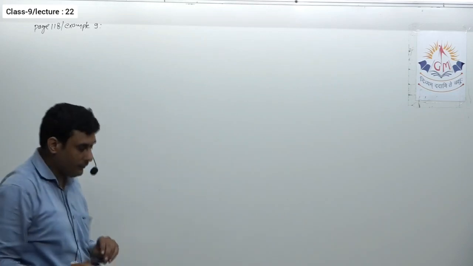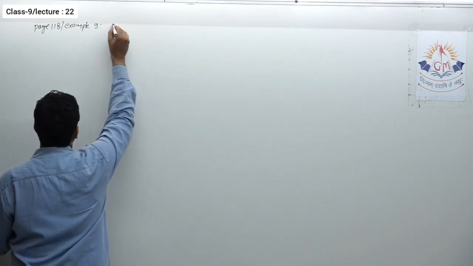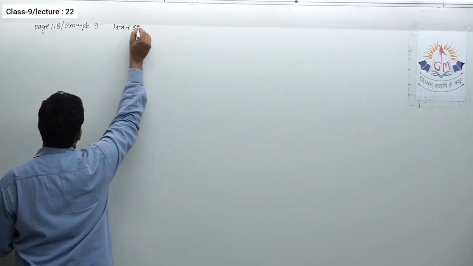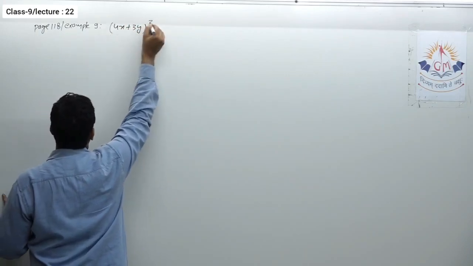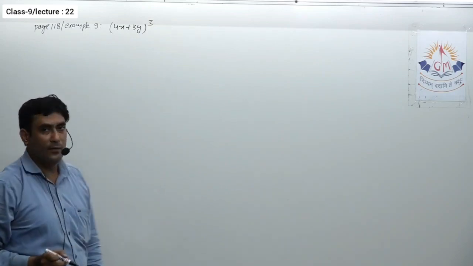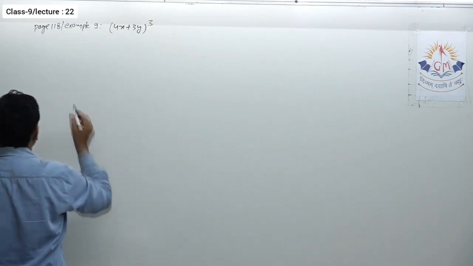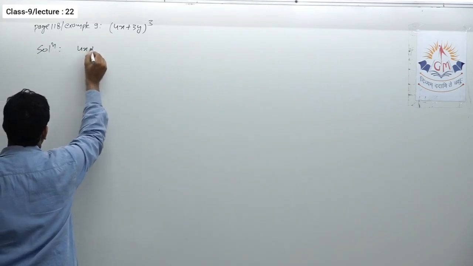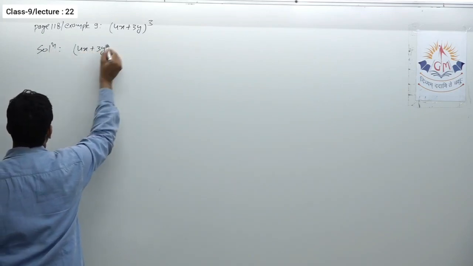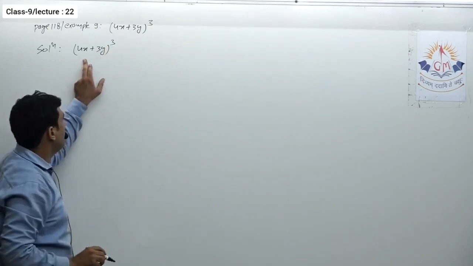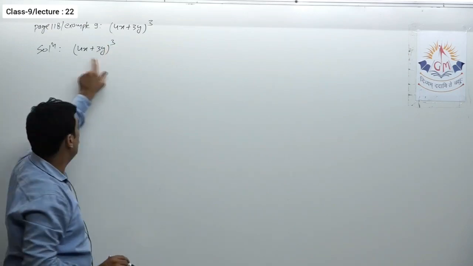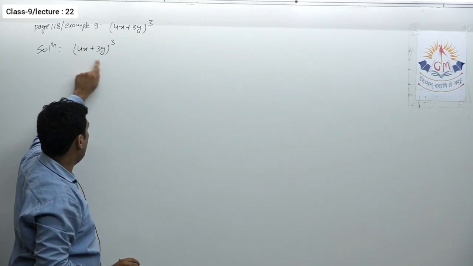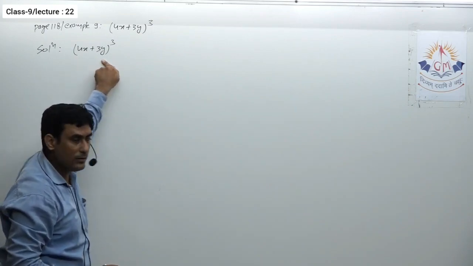Question is expand following using the identity. So we have to expand this 4x plus 3y whole cube using the identity. So it's not difficult. Let us see how to solve this. This is 4x plus 3y whole cube. So here we have to apply the identity of a plus b whole cube, where 4x is a and 3y we have to consider as b.